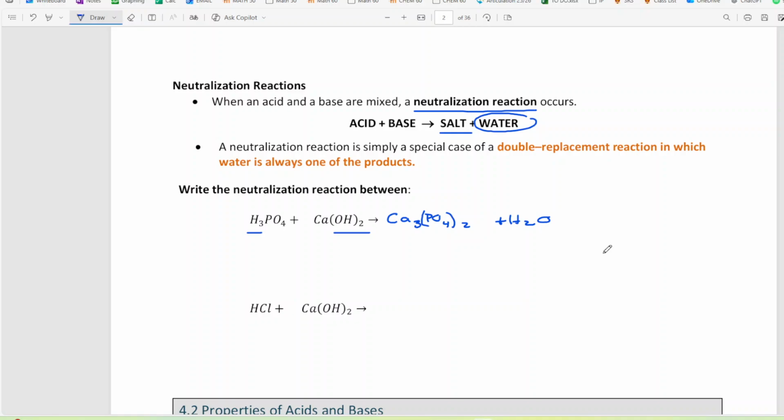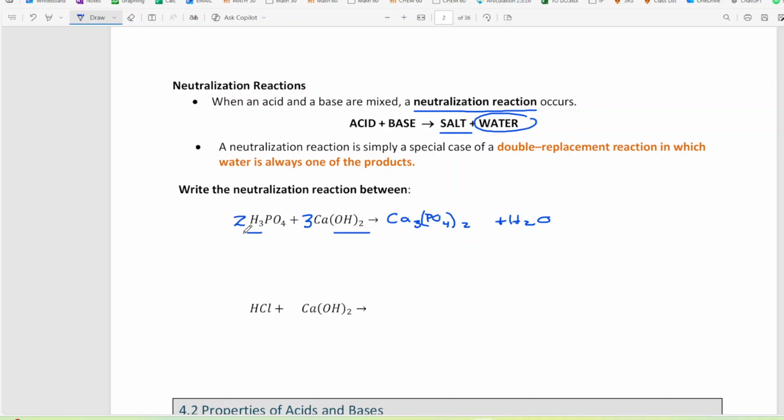Now the balancing can be a little bit tricky. I always start with the calcium. So over here on the left-hand side, I only have one calcium and I have three over here. So I'm going to put a 3 here. And then I've got two phosphates, so I'm going to put my 2 here, and then I'm going to just balance the hydrogens and the oxygens with the water.